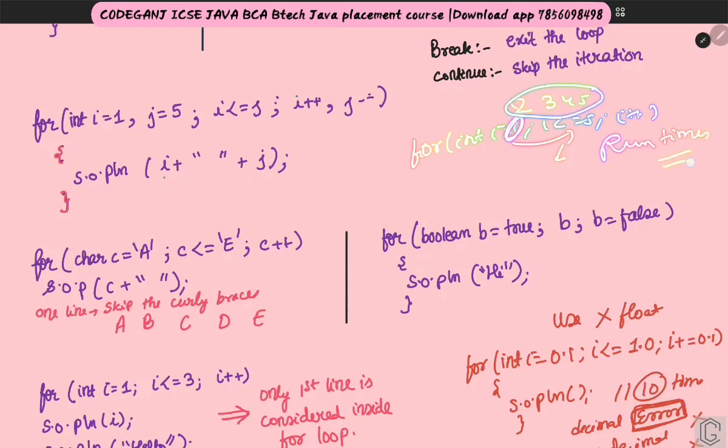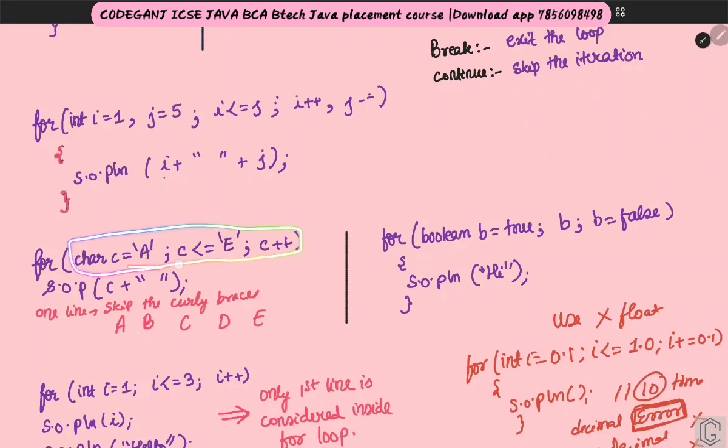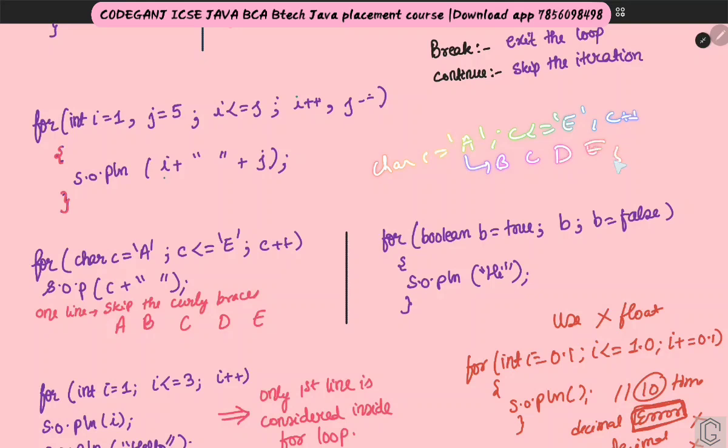You can get the loop to run 5 times even by using character variables, correct? So you can write char c = 'a'; c <= 'e'; c++. One time it will be a, then b, then c, then d, then e. Still the loop will run 5 times.